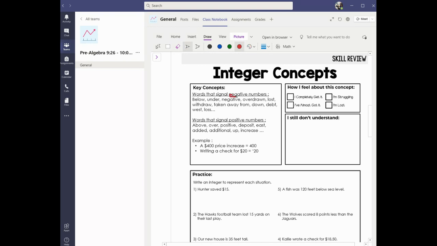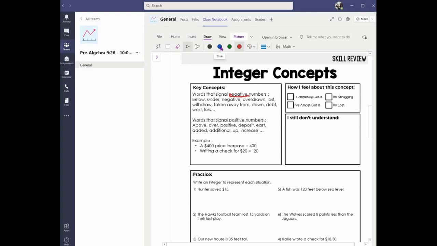So some concepts that signal negative numbers, some words would be below, under, negative, overdrawn, lost, withdraw, taken away from, down, debt. Sometimes we consider in distance west being negative and east being positive, or a loss is always negative.